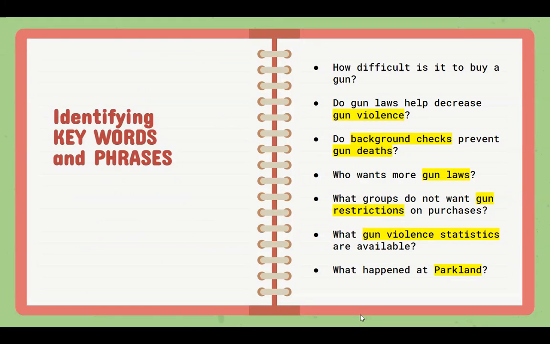Let's see how this all fits together. Do you see the highlights on the right? Gun violence, background checks, gun deaths, gun laws, gun restrictions, gun violence statistics. These become the search terms in our library databases. These are the keywords and phrases that you're finding as you go along in your research.